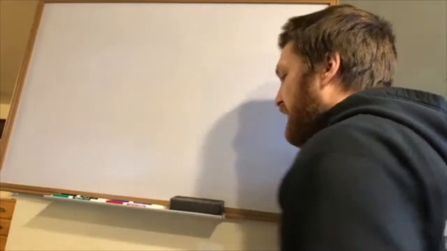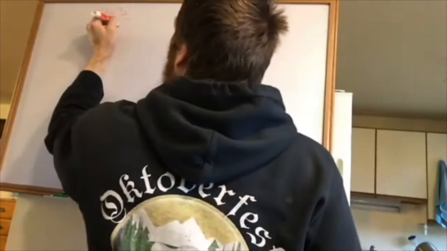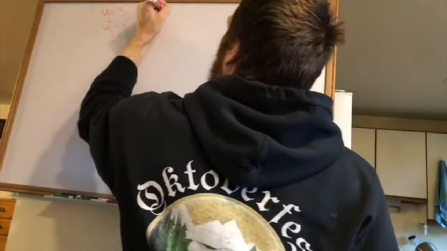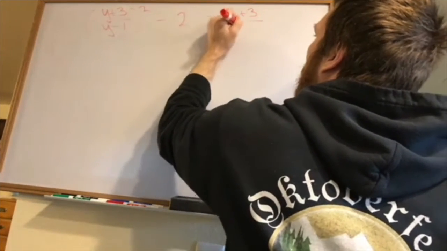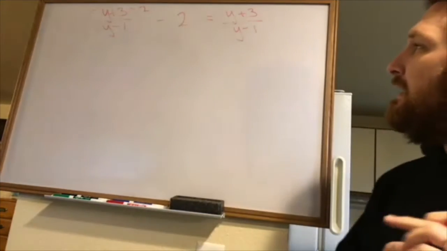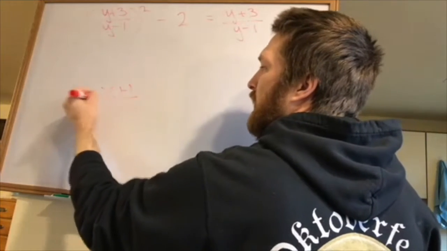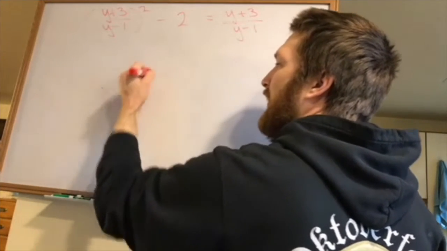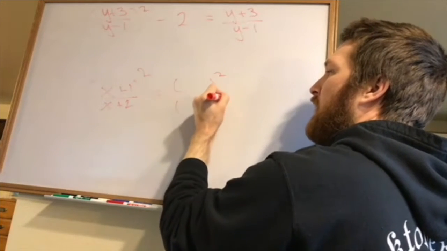Now, it's number 34 from the homework: (y plus 3) squared, or (y plus 3 over y minus 1) squared, minus 2 equals (y plus 3) over (y minus 1). And the hint I gave you yesterday was if you have something like (x plus 1 over x plus 2) all squared, it is the same thing as taking the numerator squared over the denominator squared.